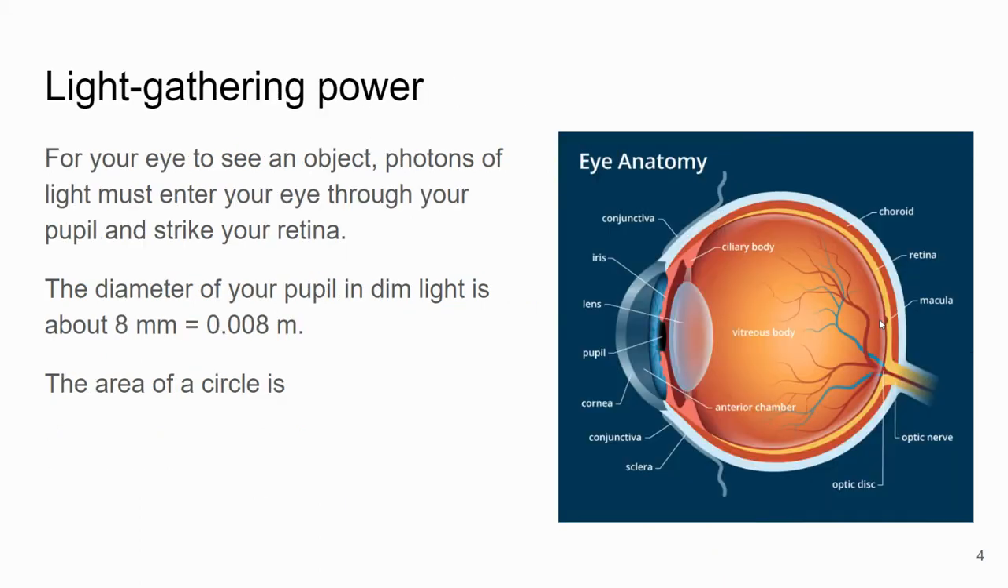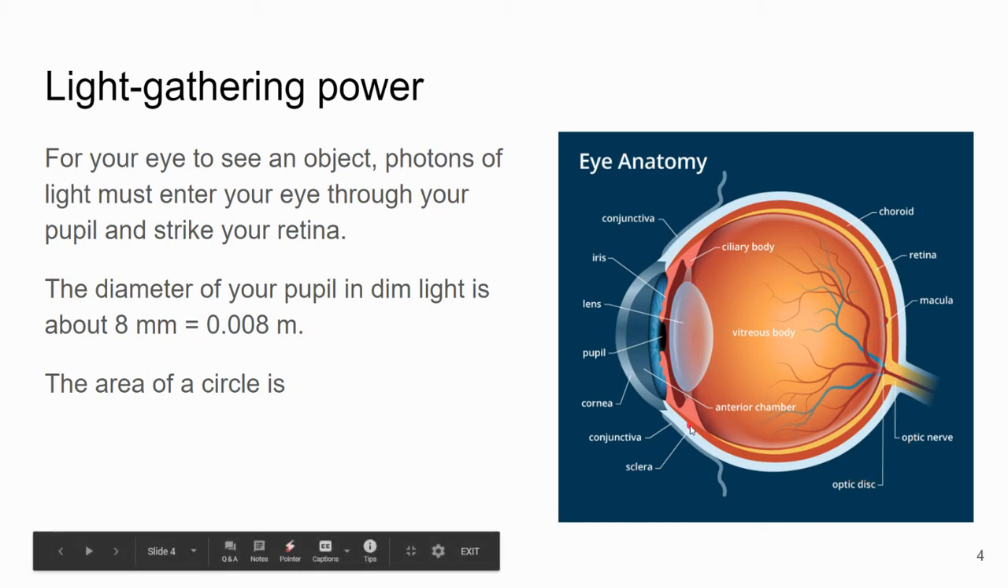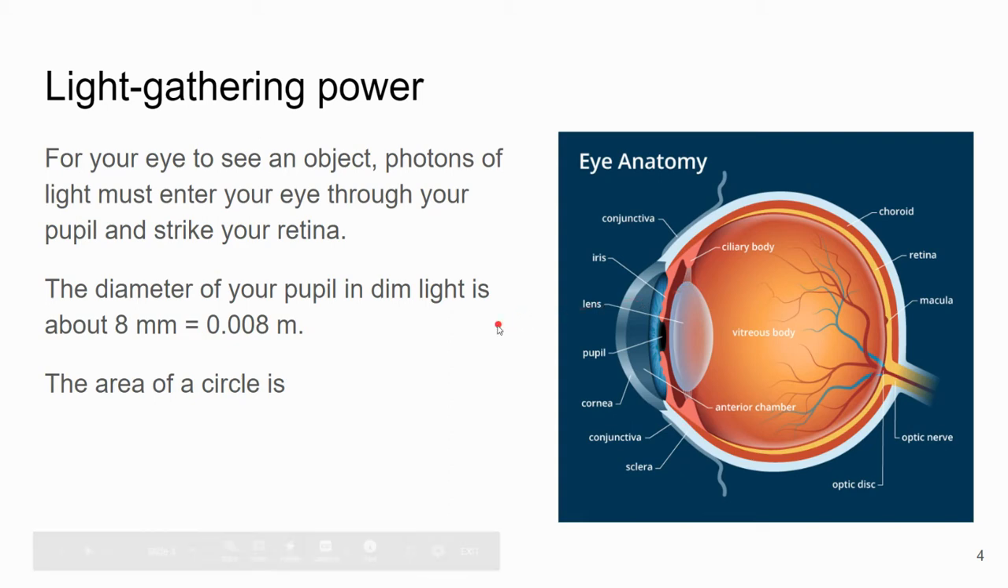When you see something with your eye, photons enter your eye. There are all the different parts of the eye. Mrs. Keller can tell you all about them. But for us, the important thing is the pupil. This is the black part in the middle of the colored part of your eye. Just the black part right there. That's where the light gets in.